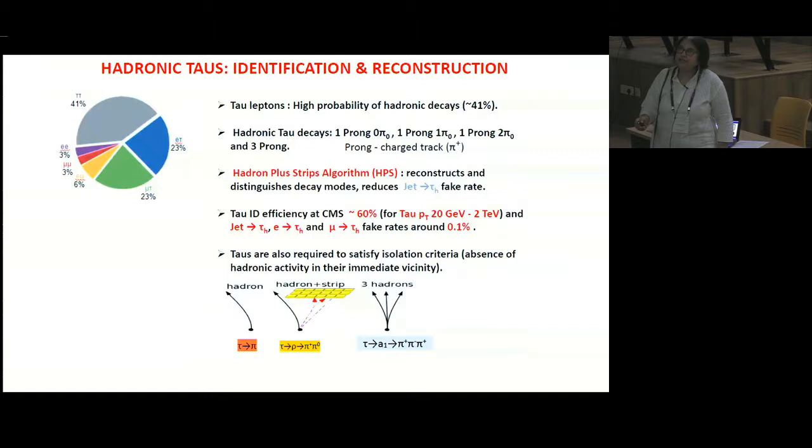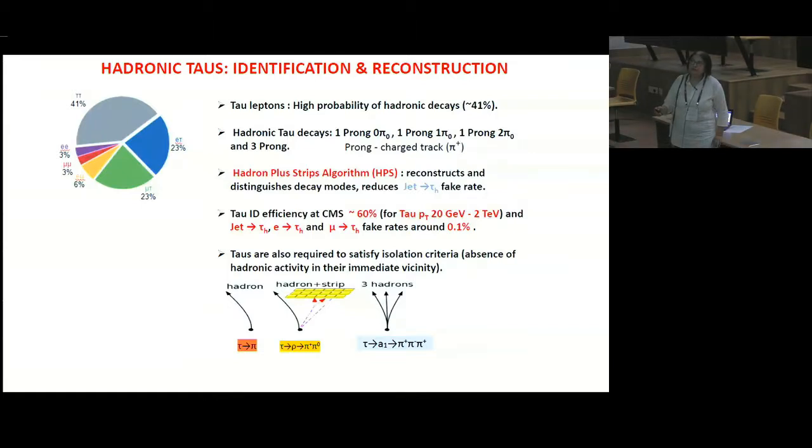Okay, so these are done by the hadrons plus strips algorithm in CMS, which basically reconstructs the hadron, that is the track, and then finds a strip in the electromagnetic calorimeter, which denotes the pi 0. And this really helps in reducing the jet to tau fake rate. So basically this hadronic tau is like a jet. Jet means a stream of particles from any source.